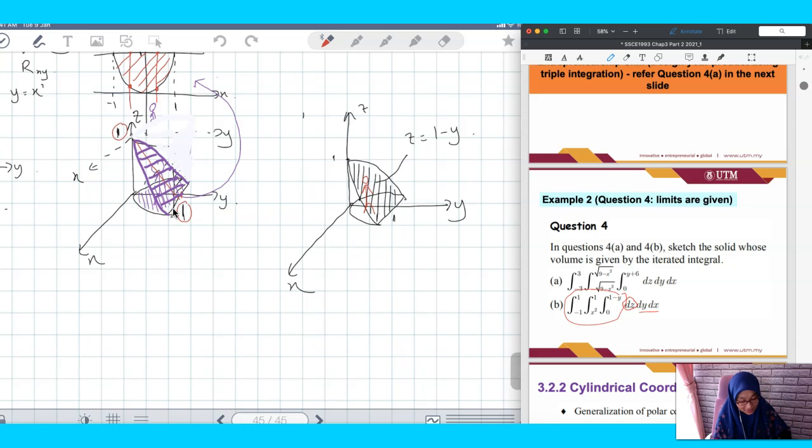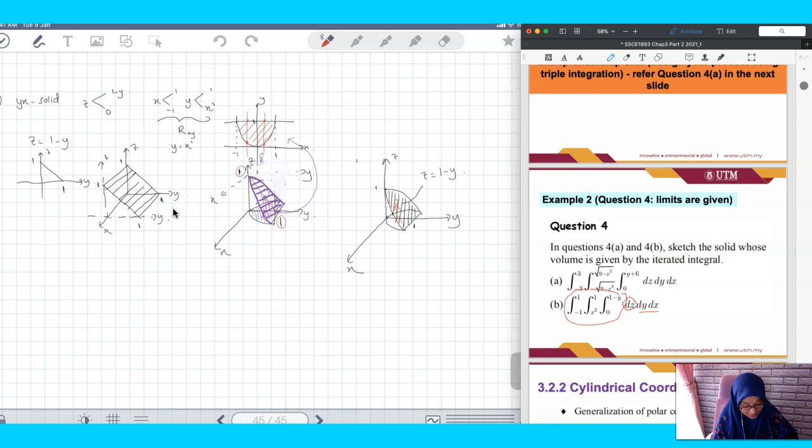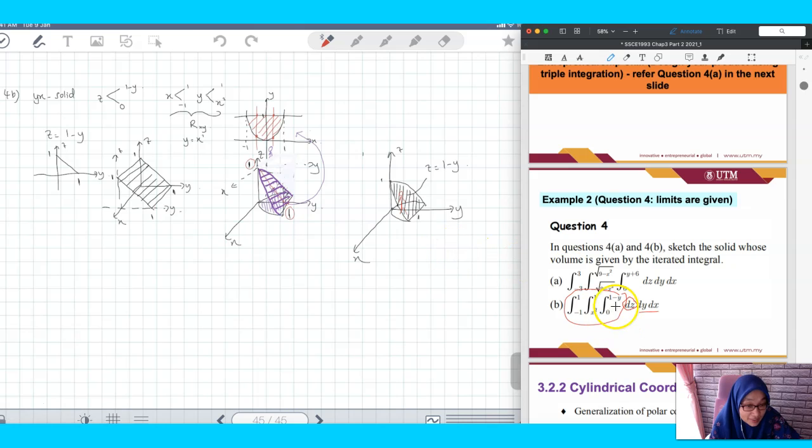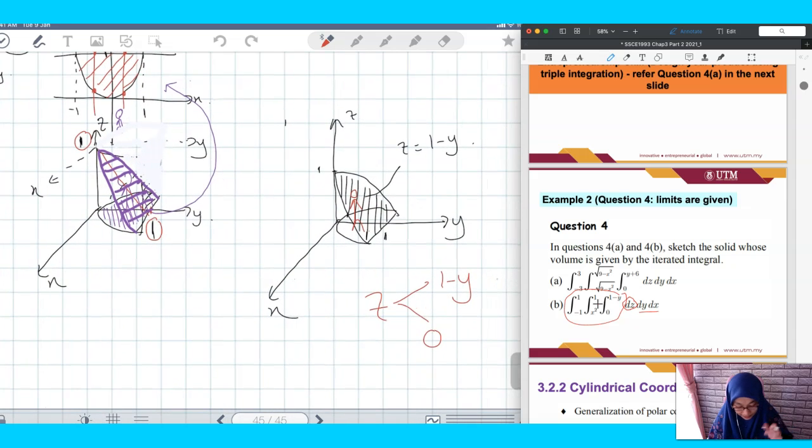Now, just to verify whether our solid is correct or not based on the limit provided: your Z, what is your lower bound? Z equal to 0, and your upper bound is 1 minus Y. So that looks correct. But then, what does your solid look like? Sorry, what does your region look like? What is the region? I already mentioned it from the double integral before this.